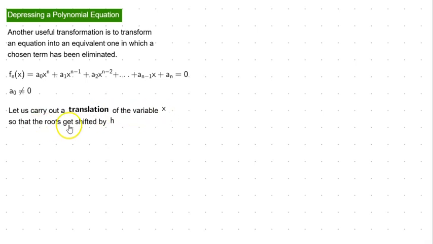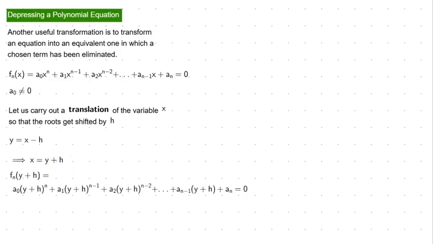So now let us carry out a translation transformation of the variable x so that the roots get shifted by h. So y is equal to x minus h, which implies x is equal to y plus h. So what are we going to do? We are going to substitute or replace x in this equation with y plus h. We get this equation.